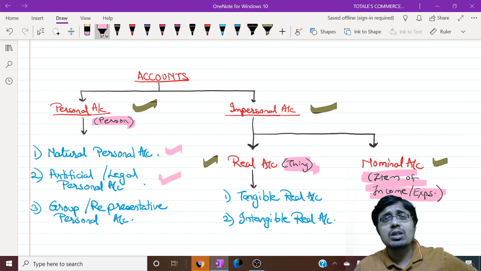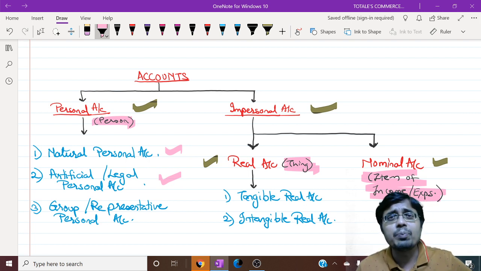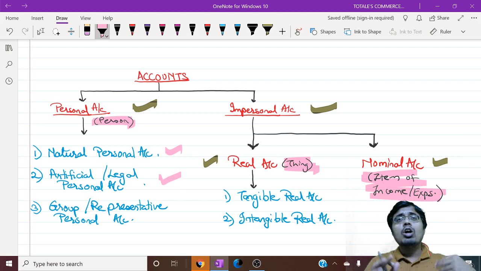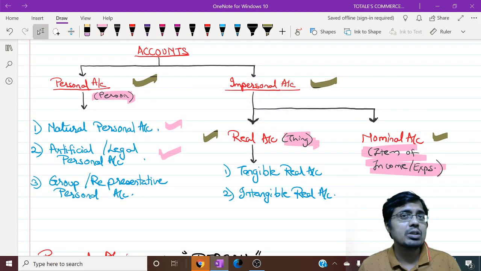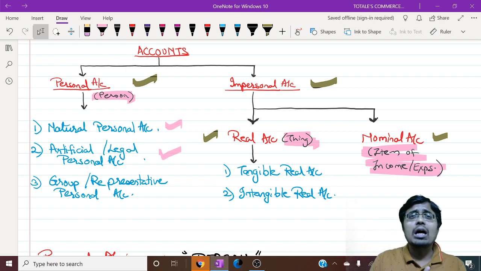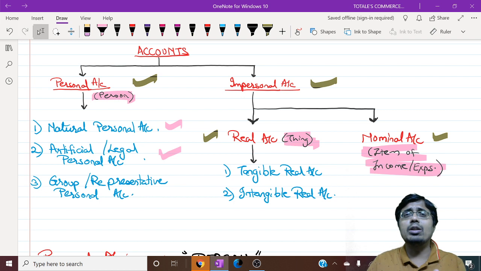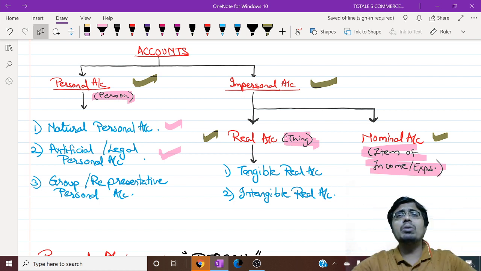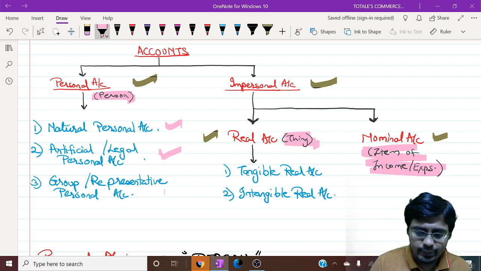Artificial or legal personal accounts deal with persons other than natural persons, the persons which are created by law or by some person. And last is the group or representative personal account. This is an account which denotes a group. Instead of remembering each one's name in the group, you give it a common terminology, and that is said to be a group or representative personal account.